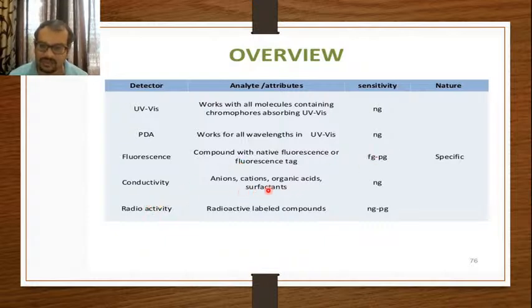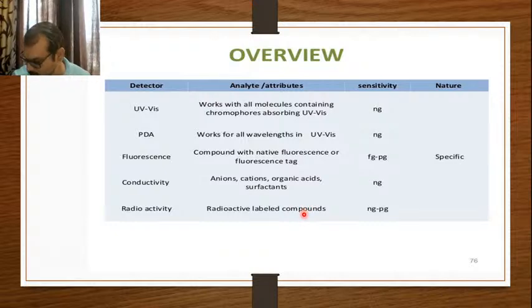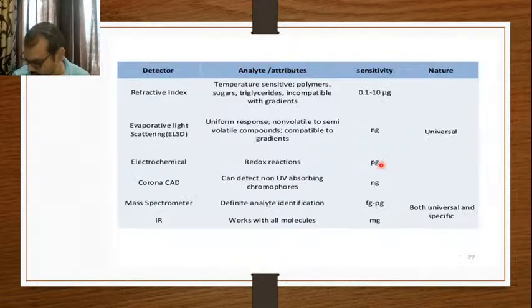Conductivity detector: anions, cations, organic acids, surfactants, in nanograms. Radioactivity: if you have any radioactive compound, or radioactive label compounds, it can be analyzed with a radioactivity detector system, in nanogram, picogram. What is picogram? Range. Does anyone know this? If I say microgram, it is 10 raised to minus 6 gram. If I say nanogram, it is 10 raised to minus 9 gram. If I say femtogram, it is 10 raised to minus 15 gram. Now what is picogram then?